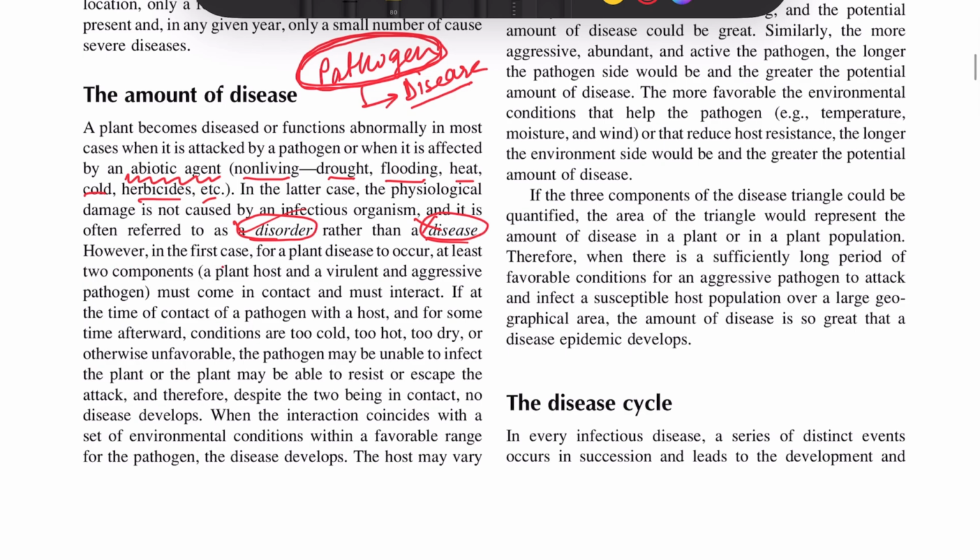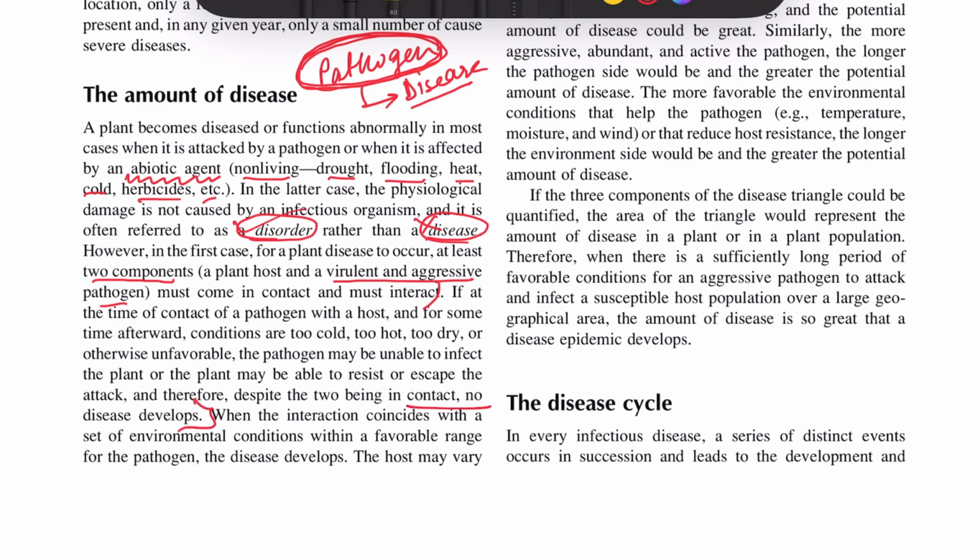However, in the first case, for a plant disease to occur, at least two components, a plant host and a virulent and aggressive pathogen, must come in contact and must interact. If at the time of contact of a pathogen with a host and for some time afterward, conditions are too cold, too hot, too dry, or otherwise unfavorable, the pathogen may be unable to infect the plant, or the plant may be able to resist or escape the attack. And therefore, despite the two being in contact, no disease develops.